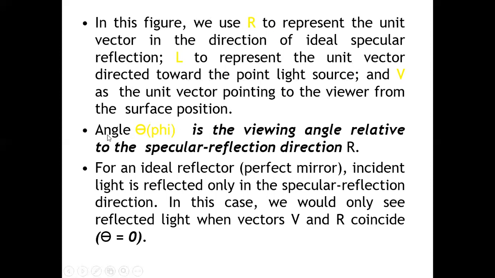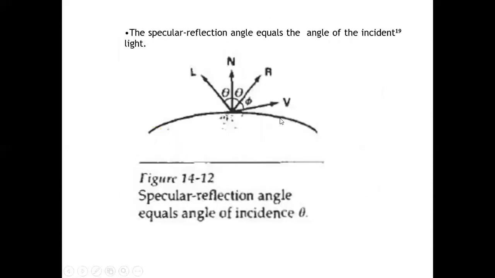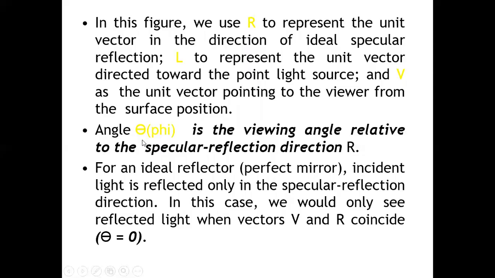We have an angle phi, which is the viewing angle relative to the specular reflection direction. So this viewing angle is denoted by phi. For an ideal reflector, that is a perfect mirror, the incident light is reflected only in the specular reflection direction. In that case, we can only see reflected light when vectors V and R coincide, that means when the angle phi is equal to 0.